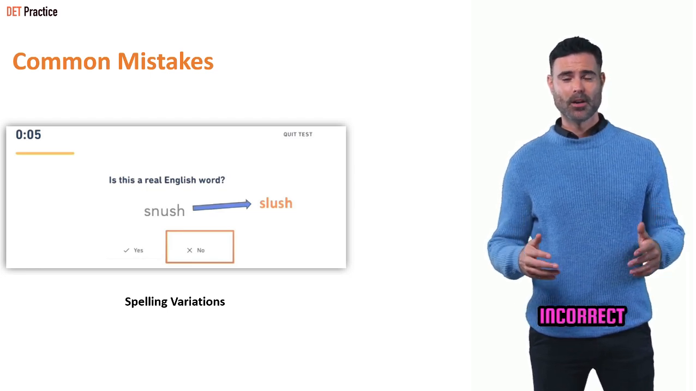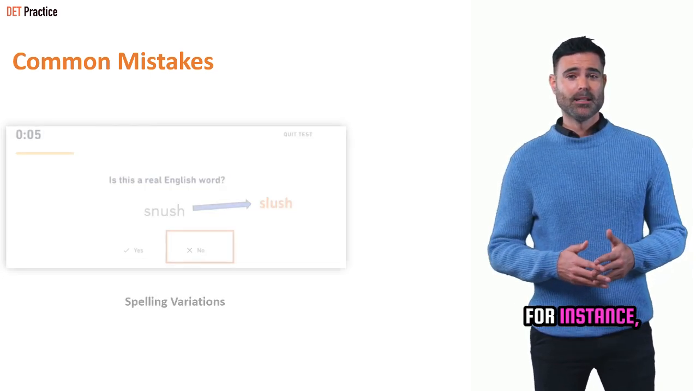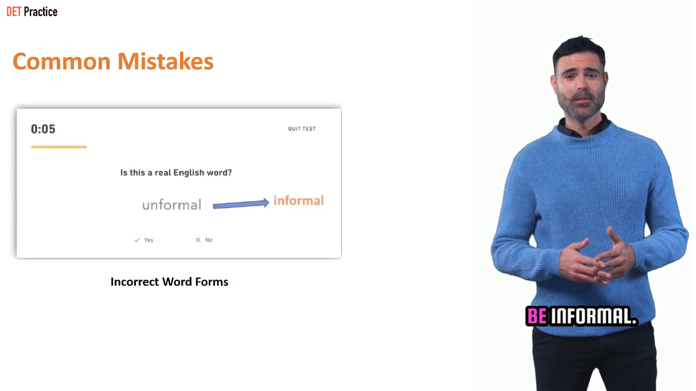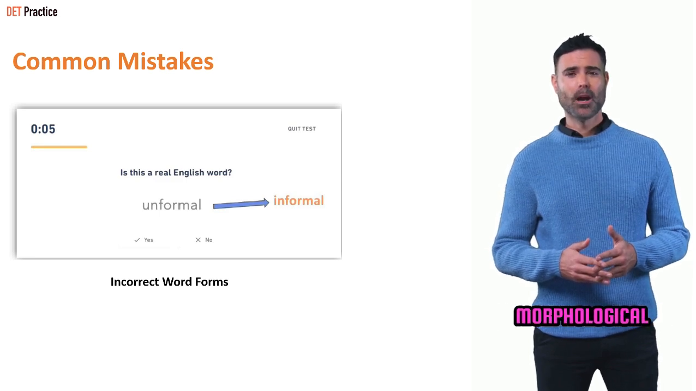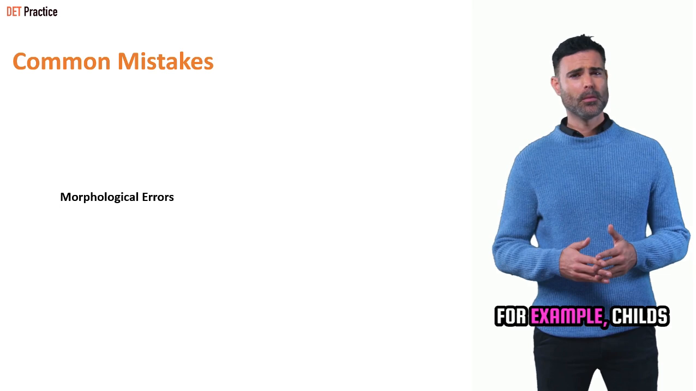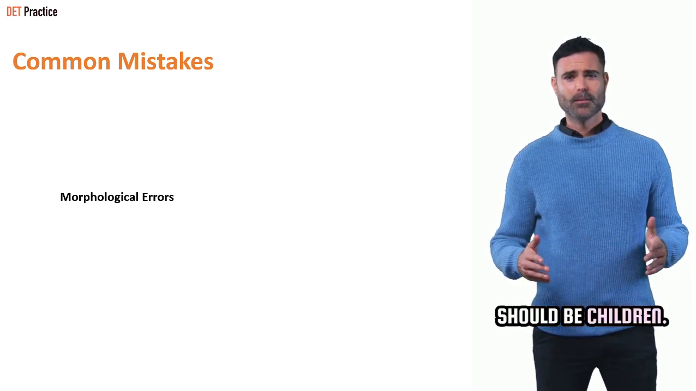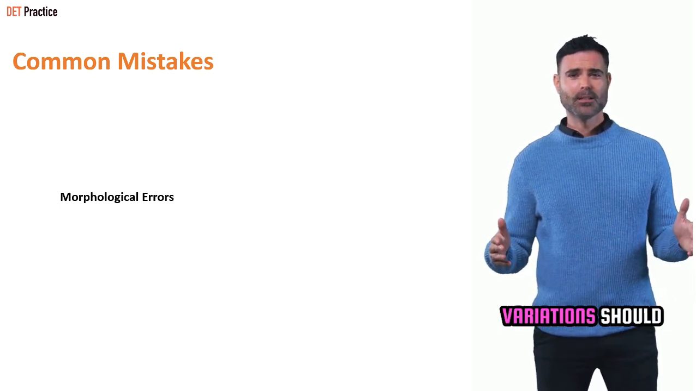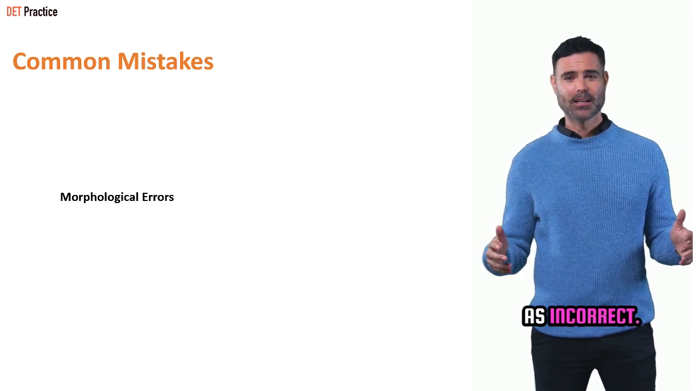Be alert for incorrect word forms. For instance, unformal should be informal. Ensure the word structure follows logical grammatical rules. Check for morphological errors. For example, child should be children. Words with improper variations should be identified as incorrect.